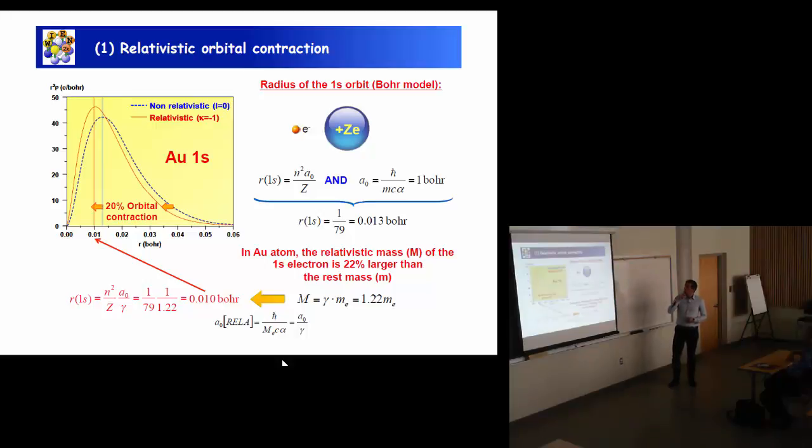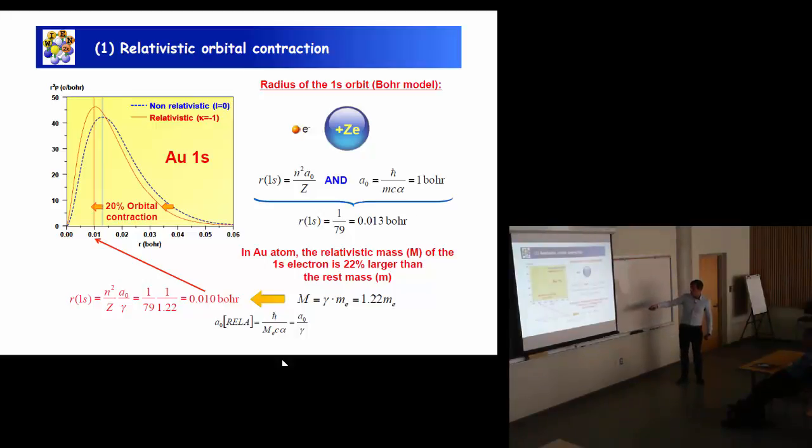If now you do a relativistic treatment, you will do it in two ways. We change the Bohr model, including the relativistic effect, and we do that also for the DFT calculation. When you do a relativistic treatment in the Bohr model, you have to change the rest mass to the relativistic mass. And if you do so, a0 is not anymore one Bohr. It will be one Bohr divided by the Lorentz factor, and the Lorentz factor was 1.22 for gold.